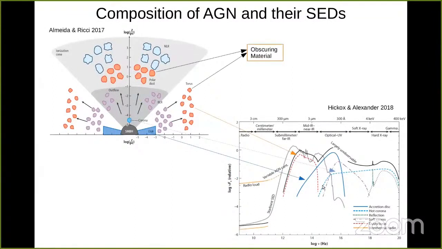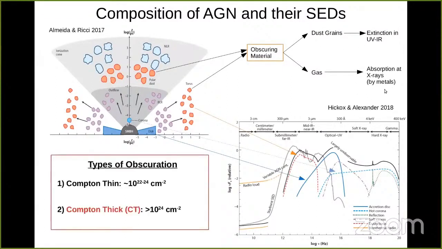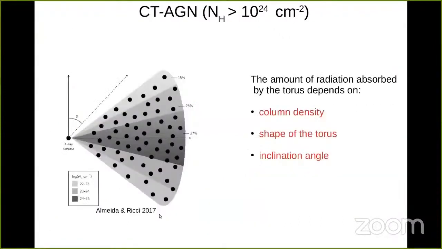These polar dust and torus are identified as obscuring materials, which are composed of dust grains and gas. Dust grains are responsible for UV to infrared extinction, whereas metals in the gas absorb the X-rays. Now, on the basis of column density of these obscuring materials, we can classify AGN as Compton thin and Compton thick. Our work is focused on CT AGN, which have column density over 10^24 per centimeter square. So, let's see how we study CT obscuration.